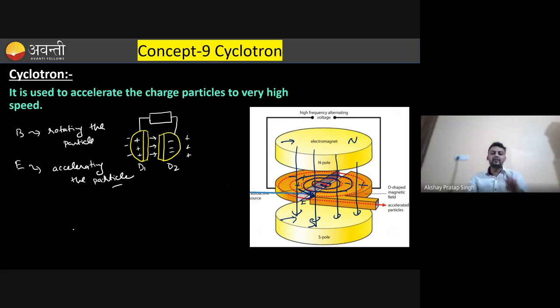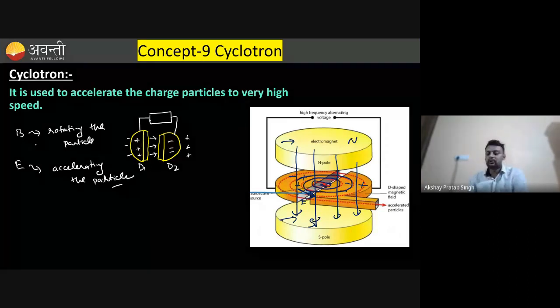So try to remember these two tasks. The magnetic field is rotating the particle, the electric field is accelerating the particle. So someone may ask you, who is responsible for rotating the particle in the circular path.